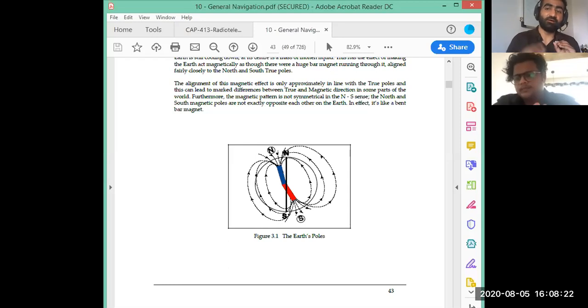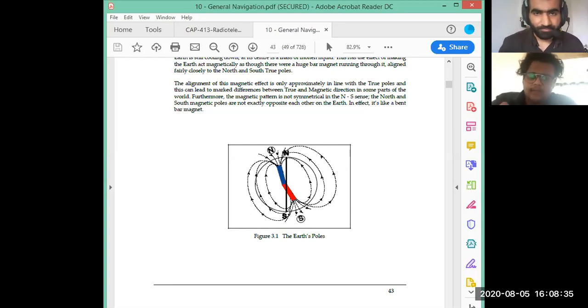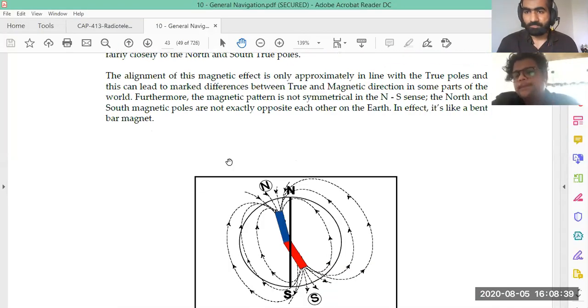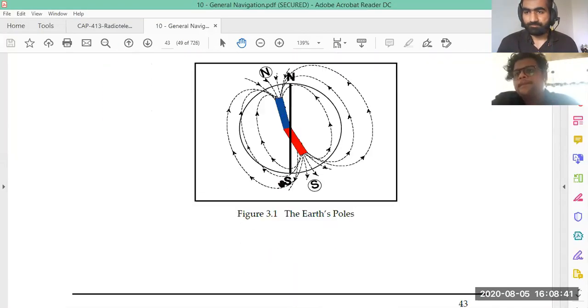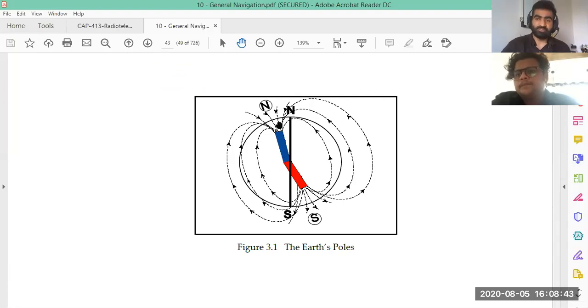In some books you will see that they are showing the reverse thing in this diagram, but don't be confused. Just remember, unlike poles attract. So there are true poles and magnetic poles.